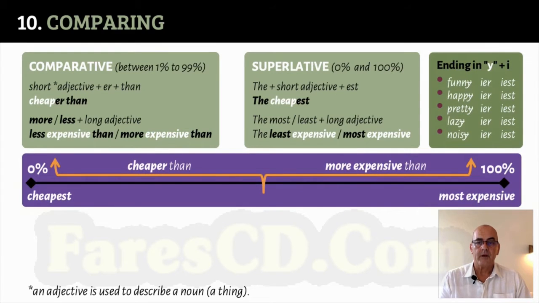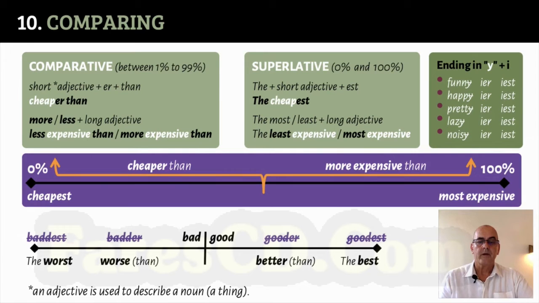So here we have a diagram which shows cheapest at 0% and most expensive at 100%. Anything in between is a comparative. Cheaper than, more expensive than. Some words are irregular. So a word like bad, we do not say badder or baddest, we say worse than and the worst. And for good, we do not say gooder or goodest, we say better than and the best.